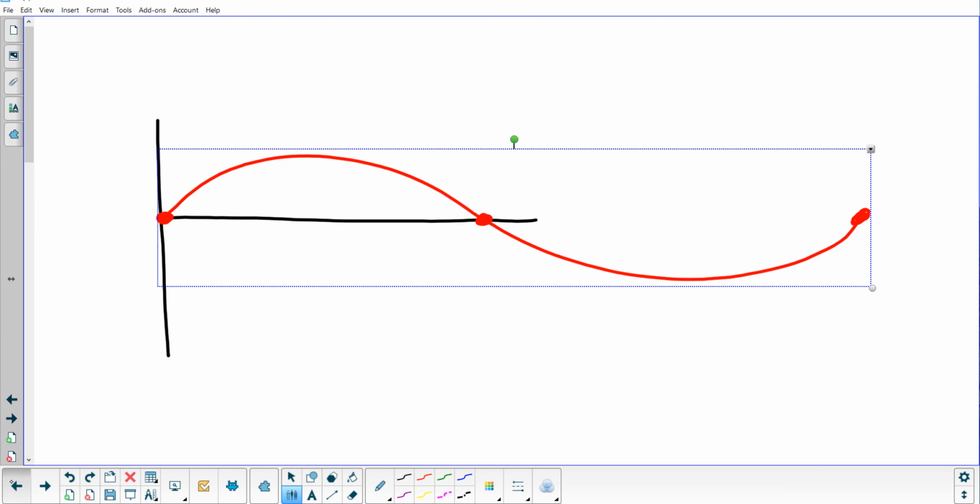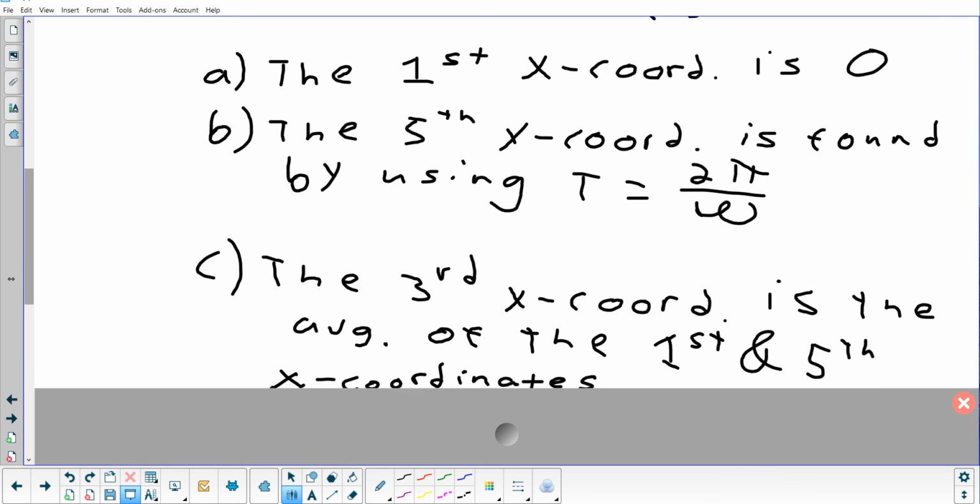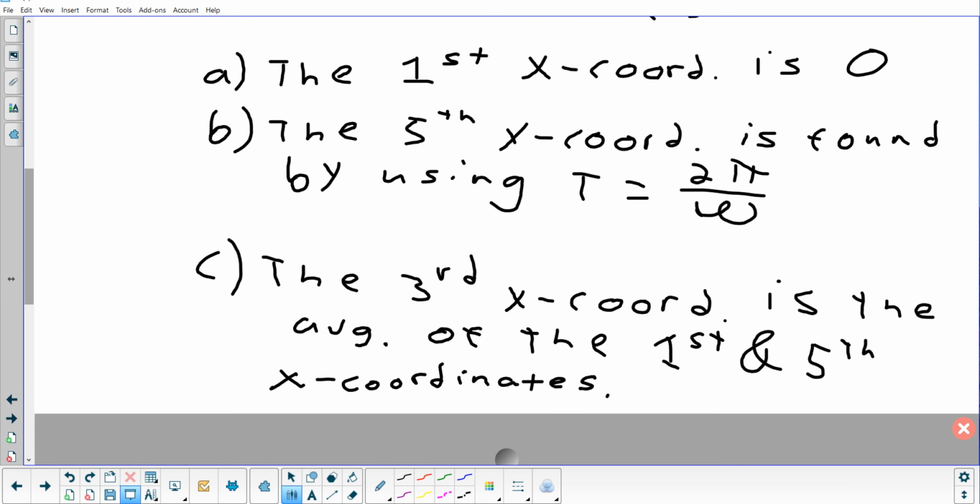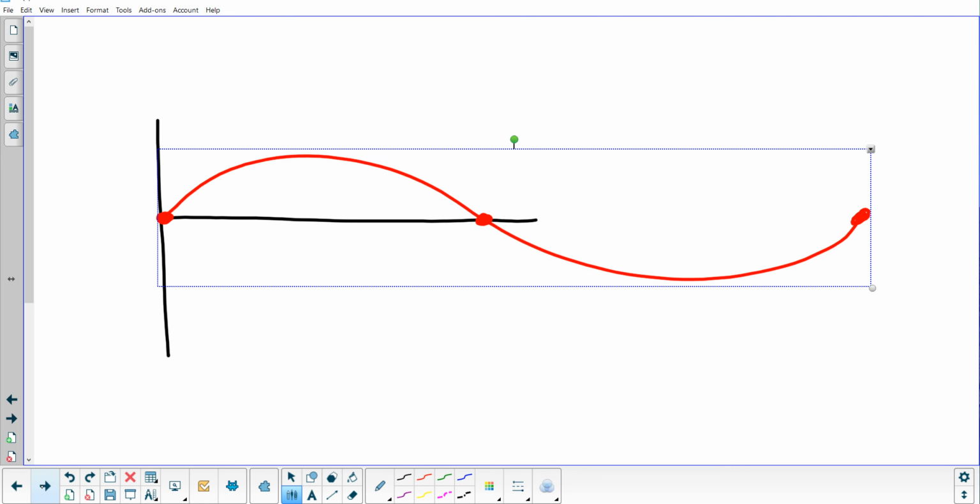But I think an even easier way to think about it is just say average. So the third x coordinate is the average of the beginning and the end. That's why you have to find the beginning and the end first. So there's your third x coordinate. Now we'll go back to that graph and let's see if we can find the second x coordinate. And it's going to be on the same idea as what we just did. Here's your second x coordinate.